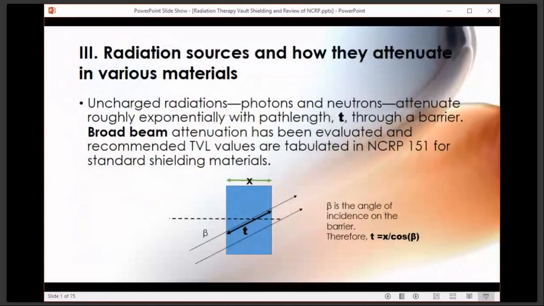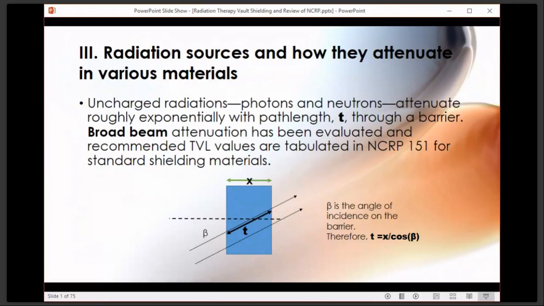All right, radiation sources and how they attenuate in various materials. I think that's the next logical step before we get on to applying all this stuff. Uncharged radiations, particularly photons and neutrons, attenuate roughly exponentially with path length, t, through a barrier. Broad-beam attenuation has been evaluated, and the recommended TVL values are tabulated in NCRP 151 for standard shielding materials.